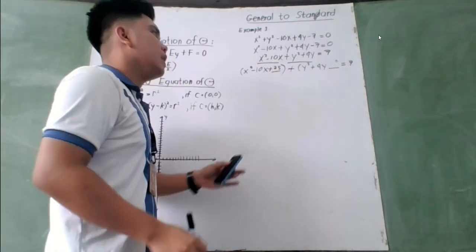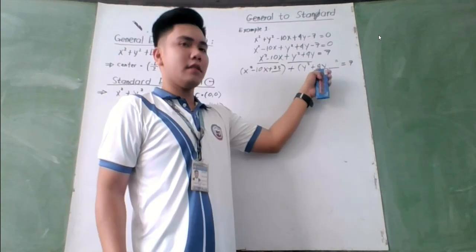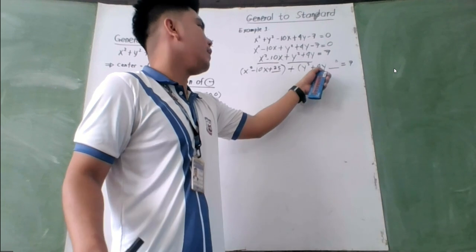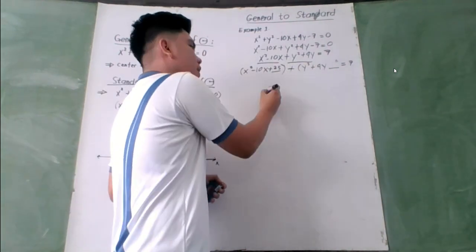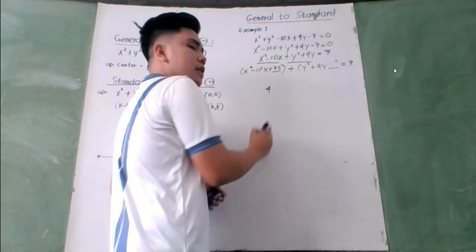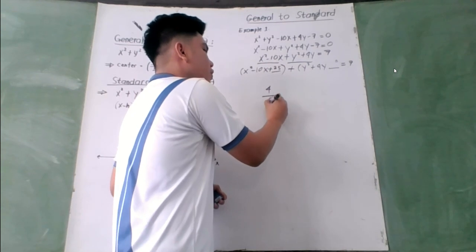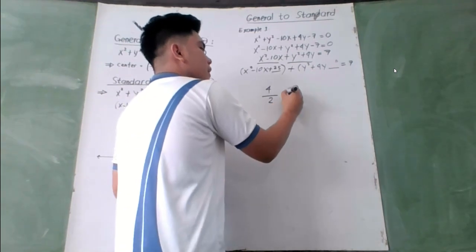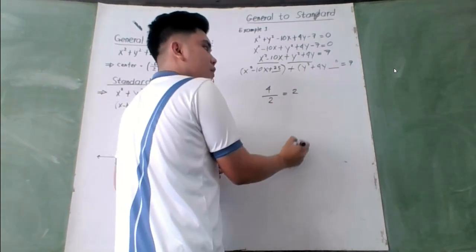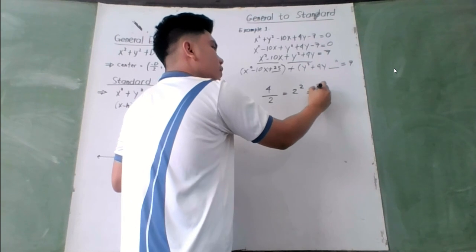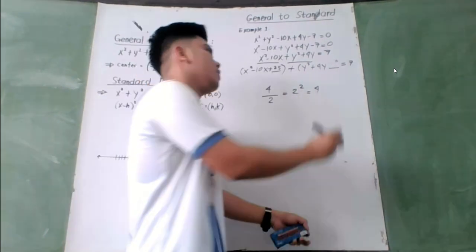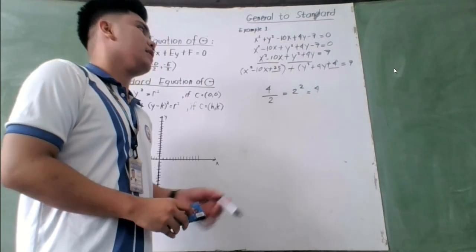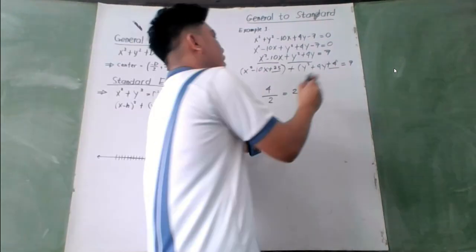Next, let's proceed to the other perfect square. Again, very simple. You just find the middle term here and divide it by 2. If the middle term is 4, you have 4 divided by 2, that is equal to 2. And then square it. That is equal to positive 4. So you have plus 4. So this is now how your equation looks.